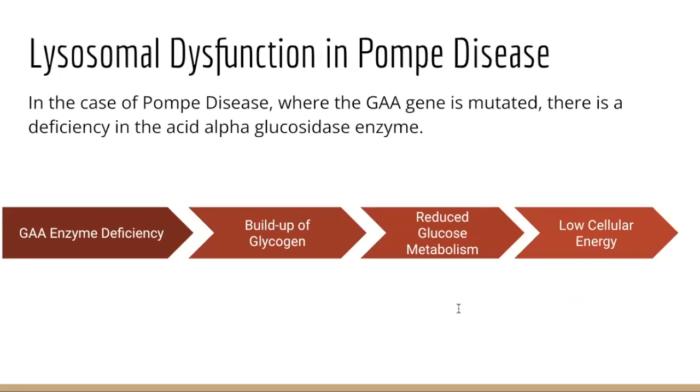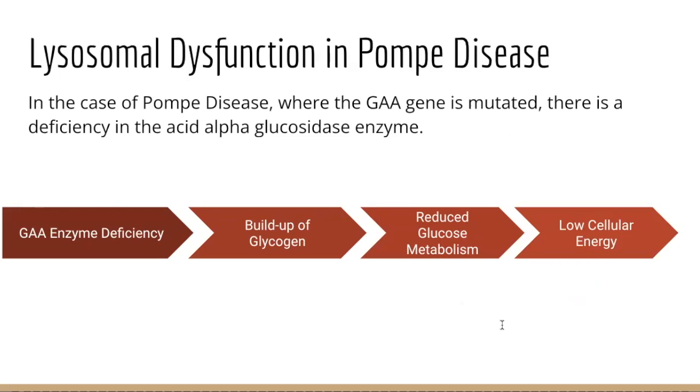In the case of Pompe disease, where the GAA gene is mutated, there would be a deficiency in the acid alpha glucosidase enzyme. This would lead to major lysosomal dysfunction, as the deficiency in the enzyme would lead to the reduced breakdown of glycogen in the liver. If glycogen breakdown is reduced, glycogen would build up in the hepatocytes.